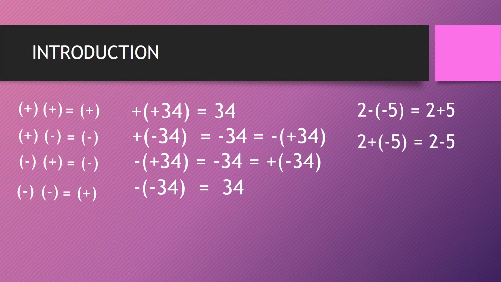Now, for example, you have 2 plus negative 5. Positive and negative is changed to negative. Positive before the negative, the final sign is negative. Now 2 plus negative 5 is 2 minus 5. Similar situation: you have a negative before the positive number. Remember, you change it to negative.